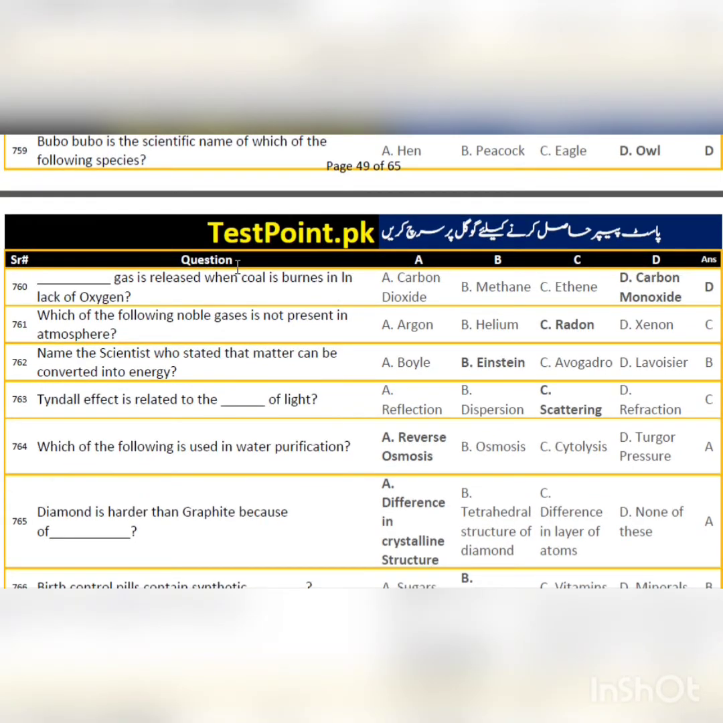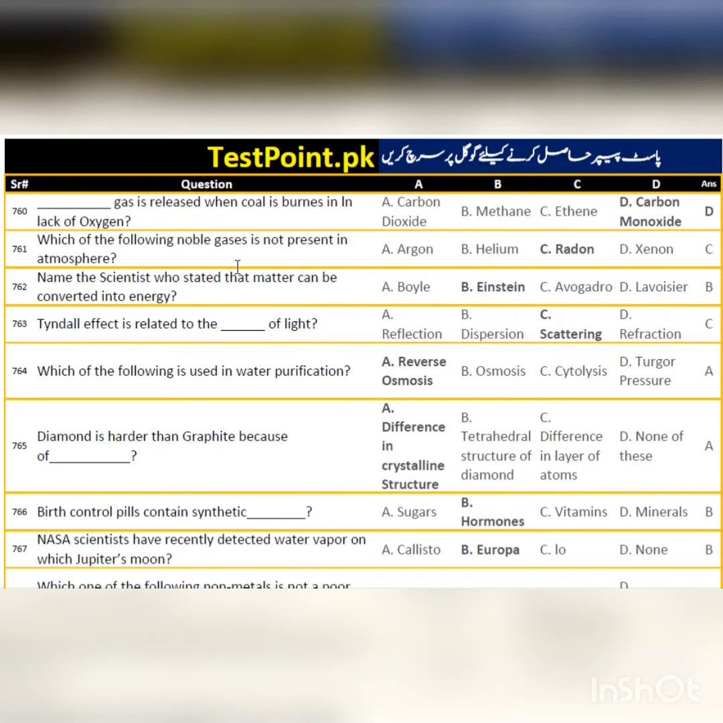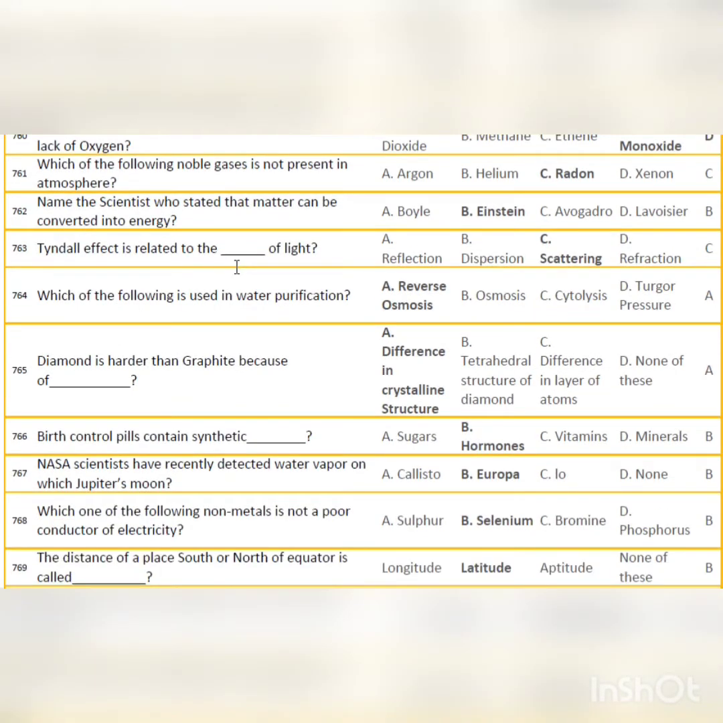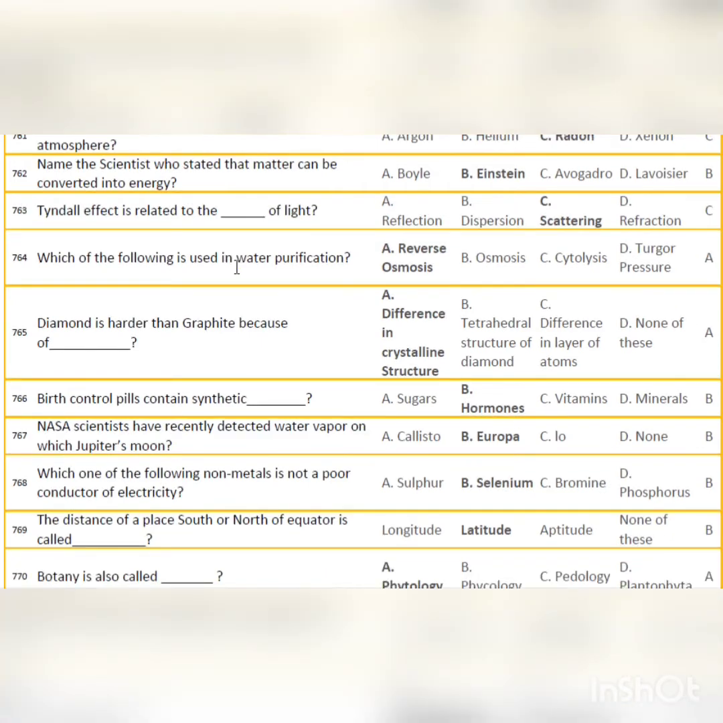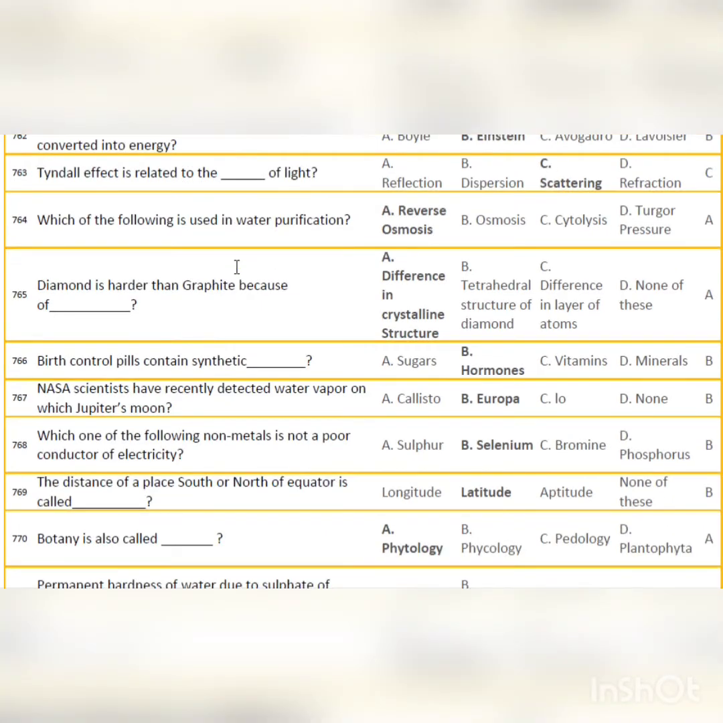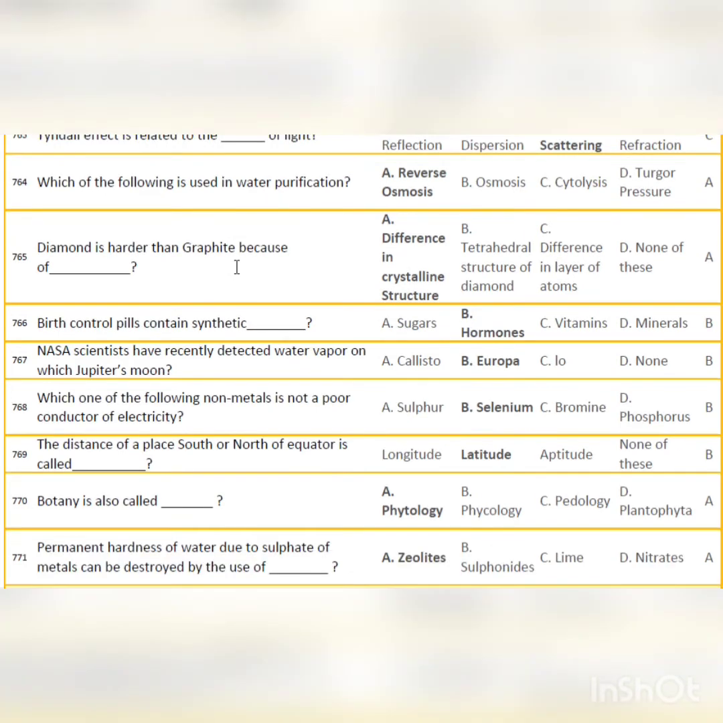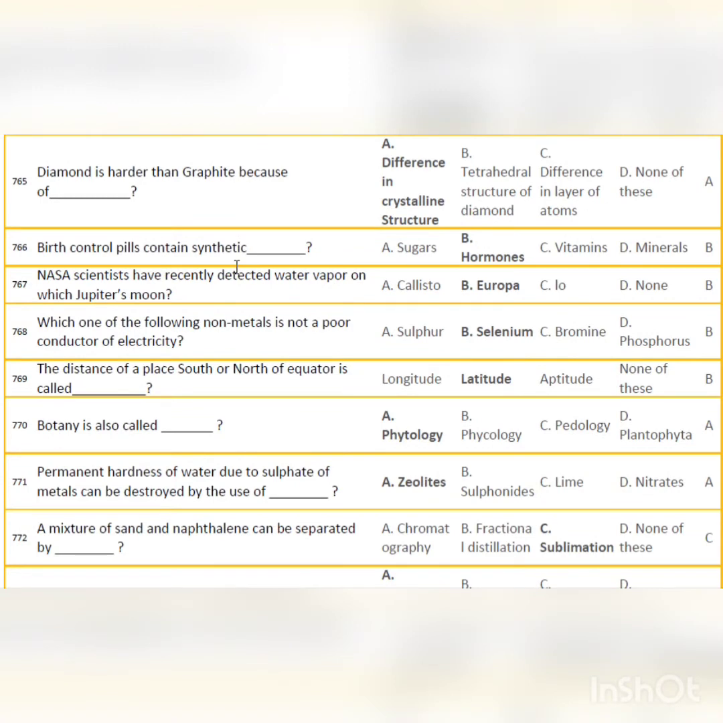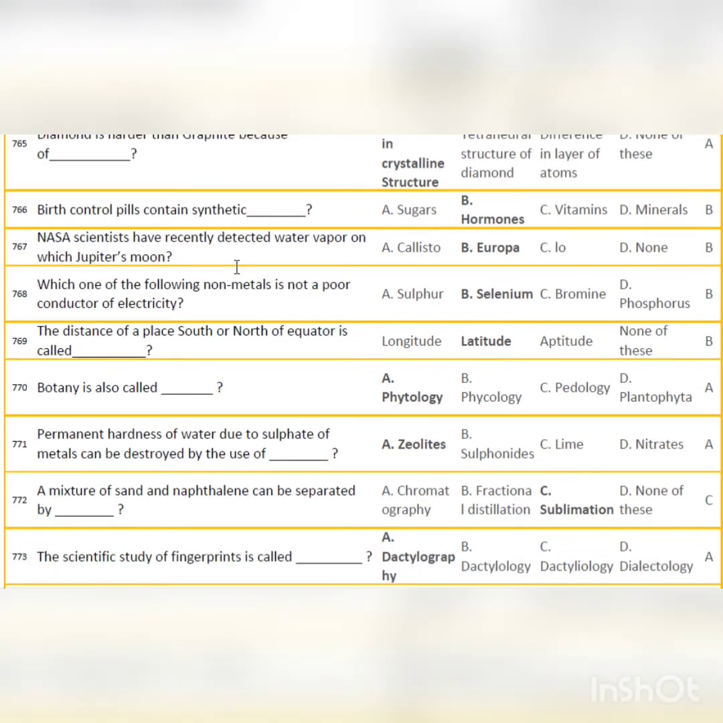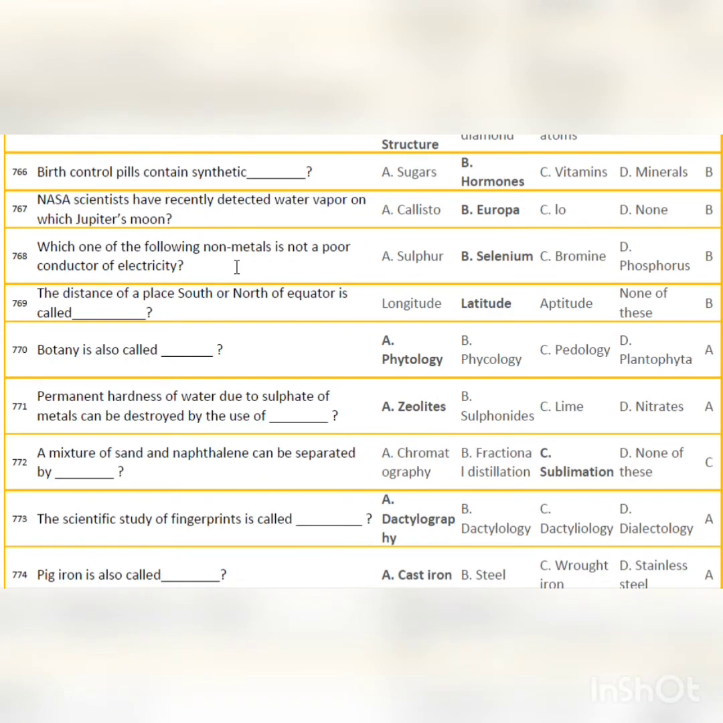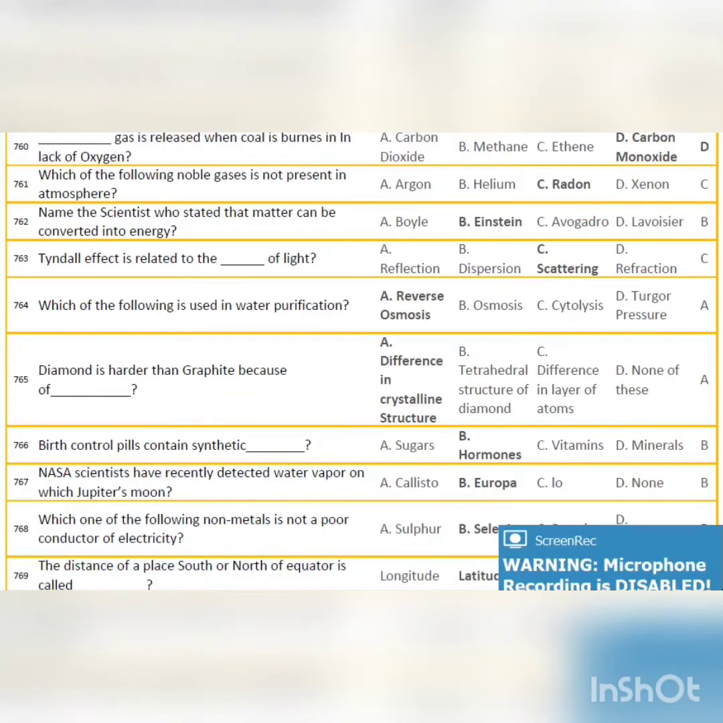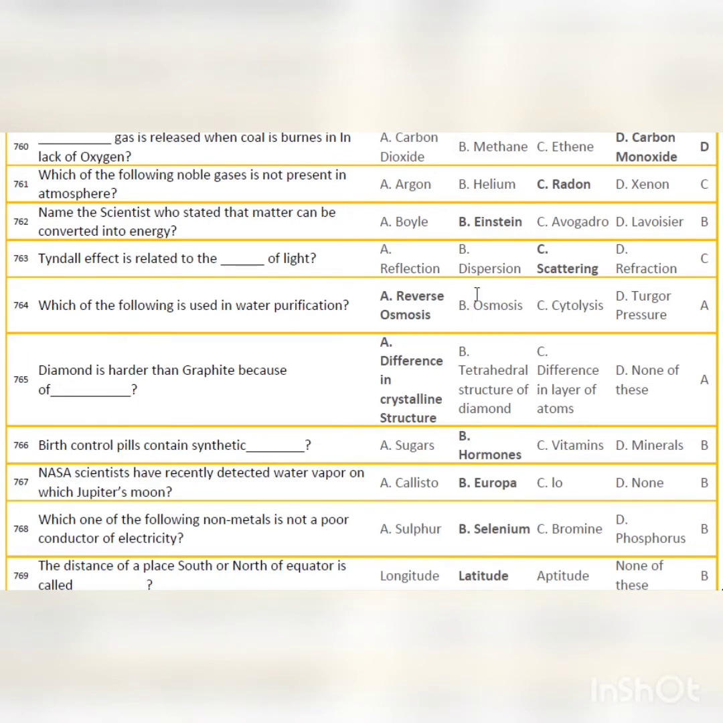CNG stands for A. Converted natural gas, B. Conducted natural gas, C. Compounded natural gas, D. Compressed natural gas. Answer is the D. Compressed natural gas.